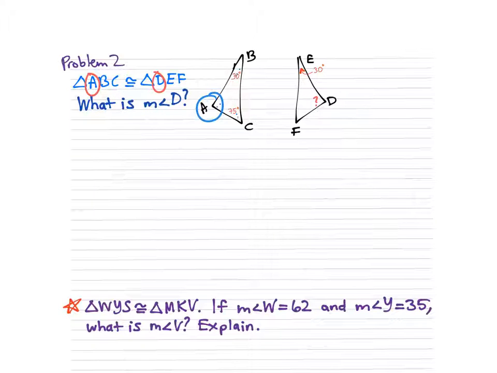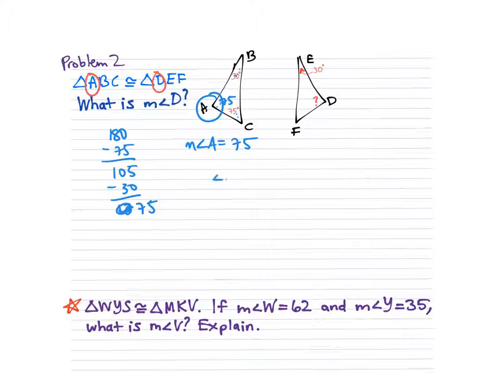and these all three add up to 180. So we can take 180 minus 75, and then we get 105, and then minus 30, and then we get 75. So this has to be 75. So since the measure of angle A equals 75, then we know angle A is congruent to angle D, right, from up here. So then the measure of angle D has to equal 75.